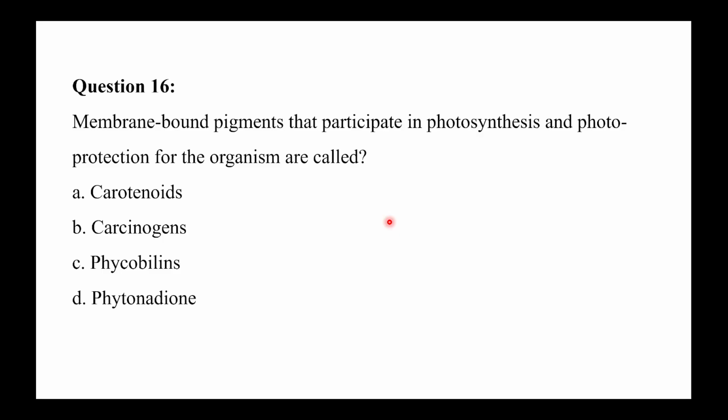Membrane bound pigments that participate in the photosynthesis and photoprotection for the organisms are called option A carotenoids, option B carcinogens, option C phycobilins, and option D phytonadione. Membrane bound pigments that participate in photosynthesis and photoprotection for the organisms are called carotenoids, carcinogens, phycobilins, and phytonadione.